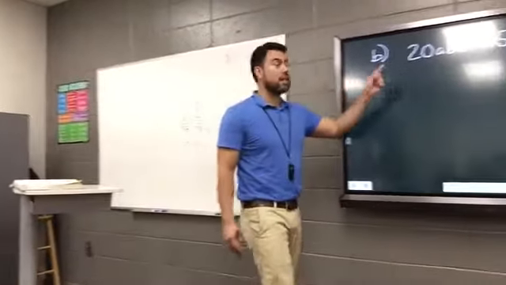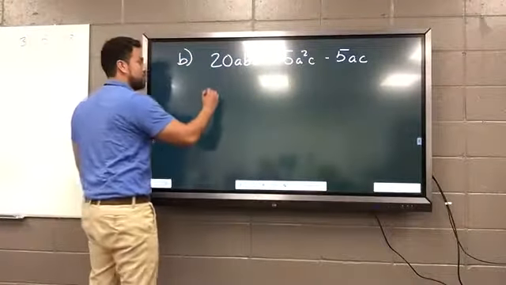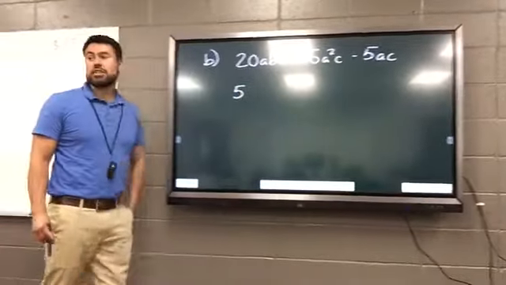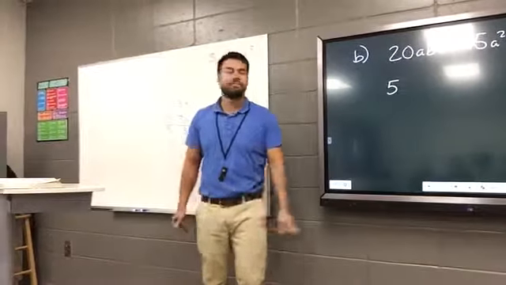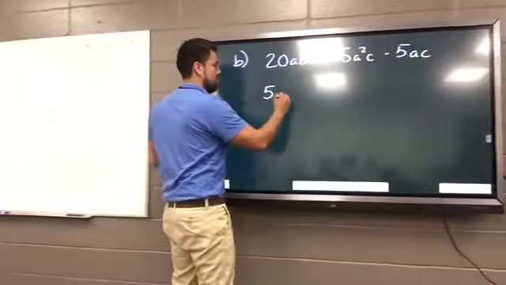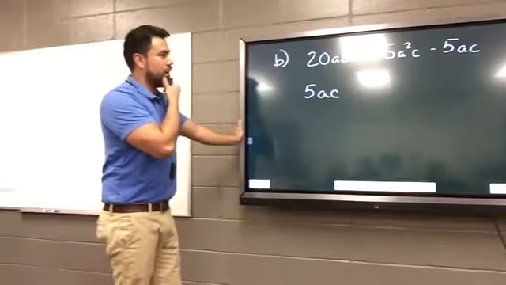Walker, what's the GCF of just the number parts? 5. What's the GCF of the variables? Ellie? A and C. Okay, I'm going to check this out.